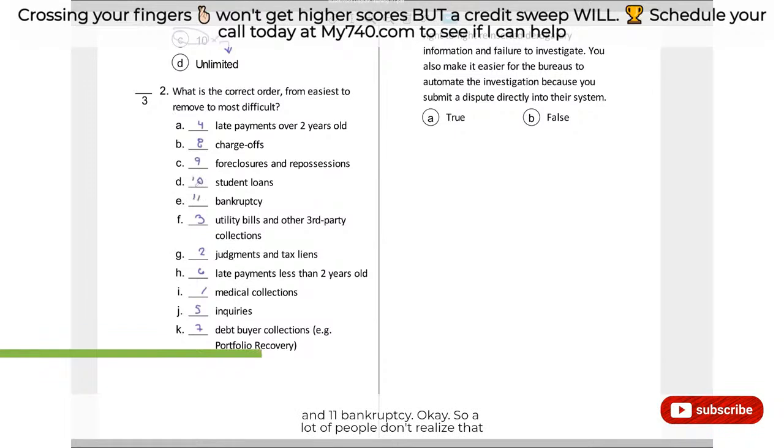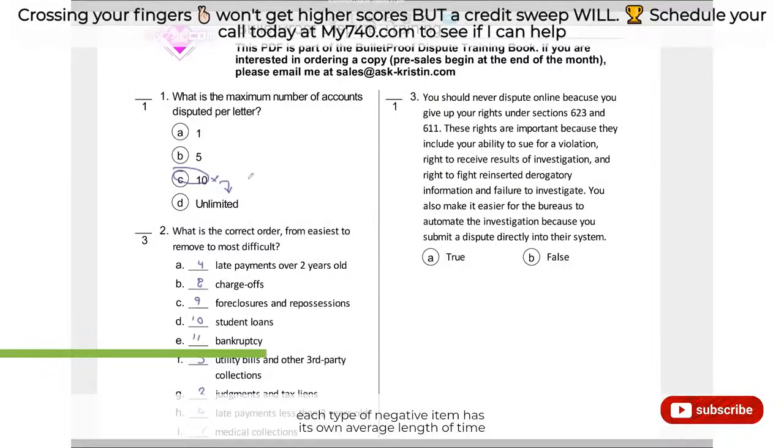Okay, so a lot of people don't realize that each type of negative item has its own average length of time for removal, okay? So if you're disputing a bankruptcy and you are also disputing medical, your medical is bound to come off faster because of the type of account it is, okay? So you have to get familiar with how long certain things take to remove, and I have a plethora of videos on that as well.